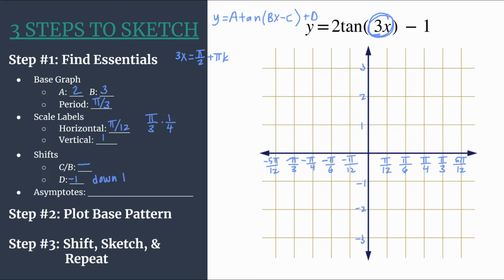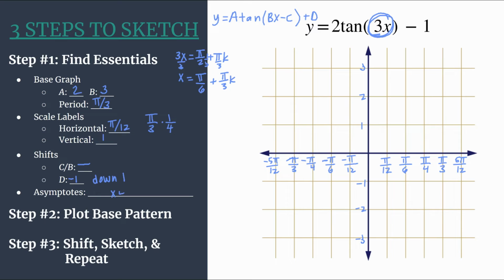But for this, we see we have 3x set equal to pi over 2 plus pi k. And now we just need to solve for x. So divide both sides by 3. So make sure you divide every term by 3. If you even want to show that, you can do that: divided by 3, divided by 3. So our asymptotes equation will be x equals pi over 6 plus pi over 3 k.